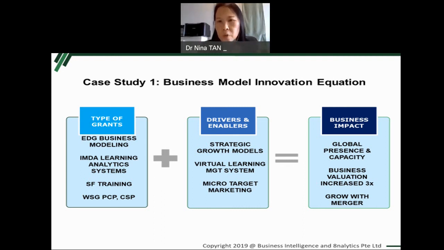So then we saw that there was an impact in that, because they are virtual, they are no longer just brick and mortar, they have the capacity to grow overseas. With that, the business valuation has increased because your potential has increased, and then they were given merger propositions. So that was the first case study.